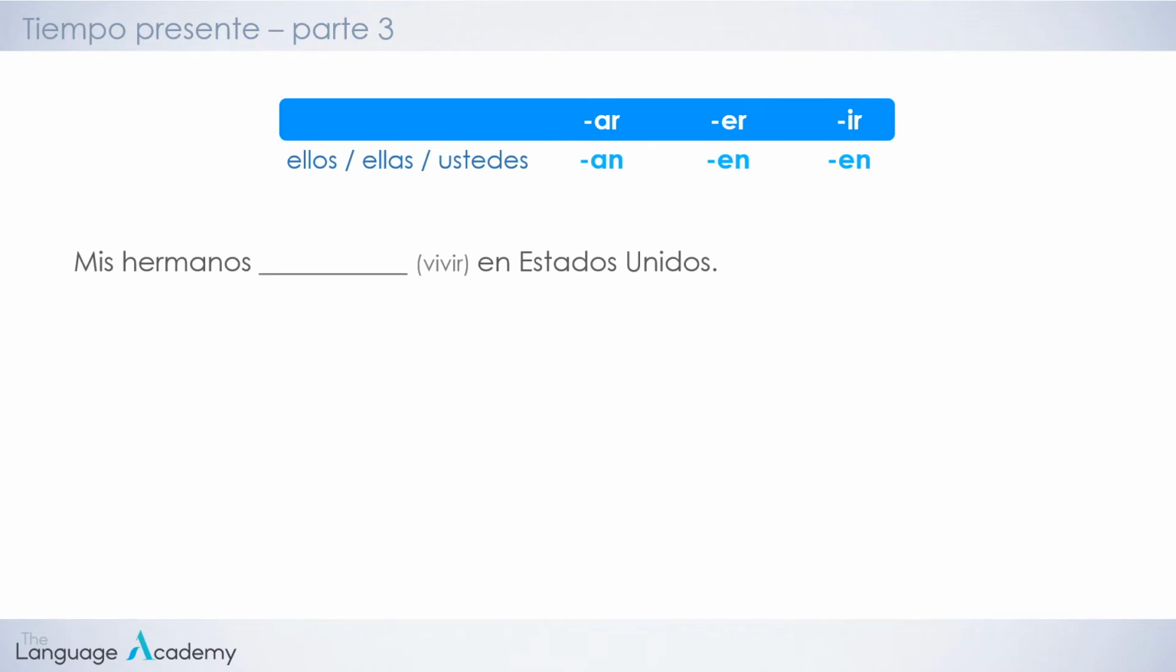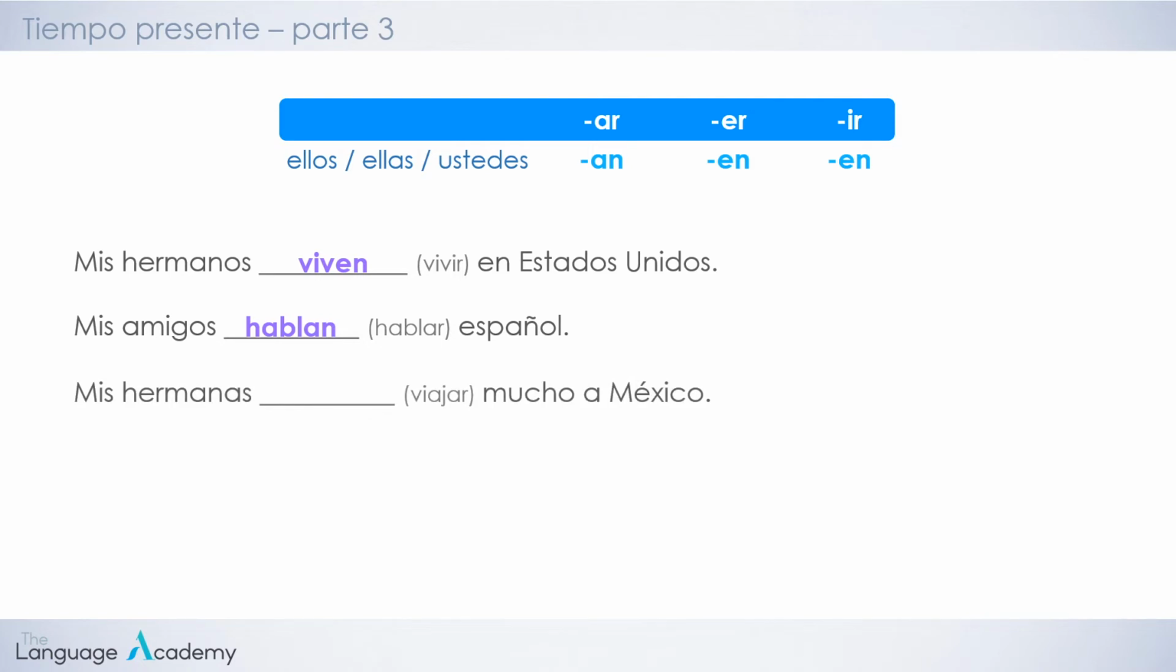How do you say in Spanish, my siblings live in the United States? Mis hermanos viven en Estados Unidos. My friends speak Spanish. Mis amigos hablan español. My sisters travel a lot to Mexico. Mis hermanas viajan mucho a México.